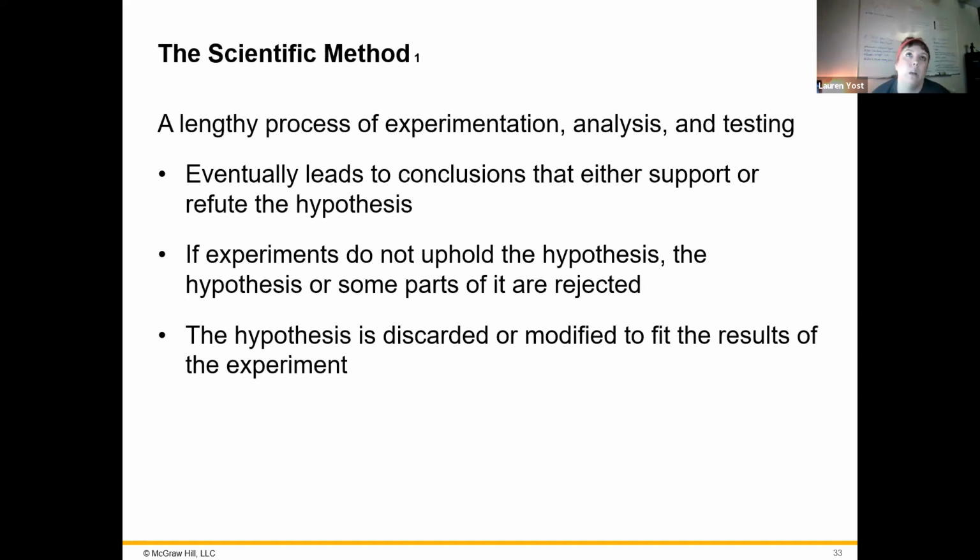Most of the time with the scientific method, it is going to be a lengthy process of experimentation, analysis, and testing. So we will either support or refute the hypothesis, but we don't just treat that so, when we're looking at diagnosis, and these are experiments that have been tried and true for a while, yes, that's fine. We go forward with your results, and that's that.